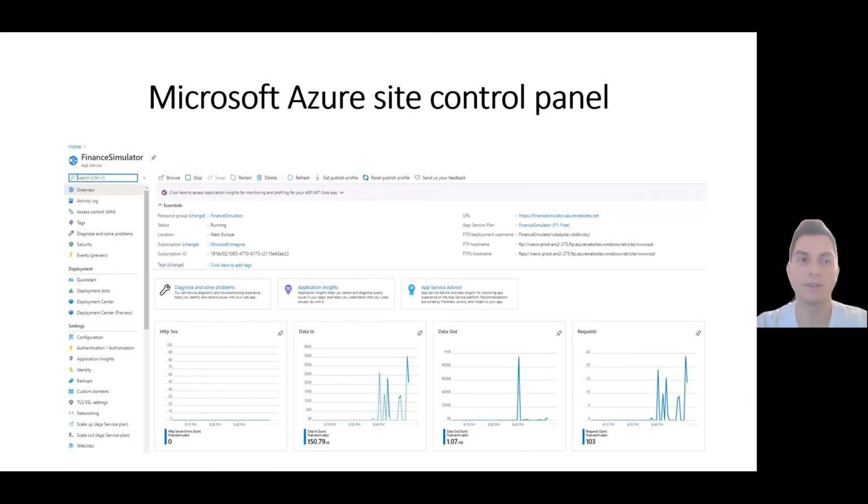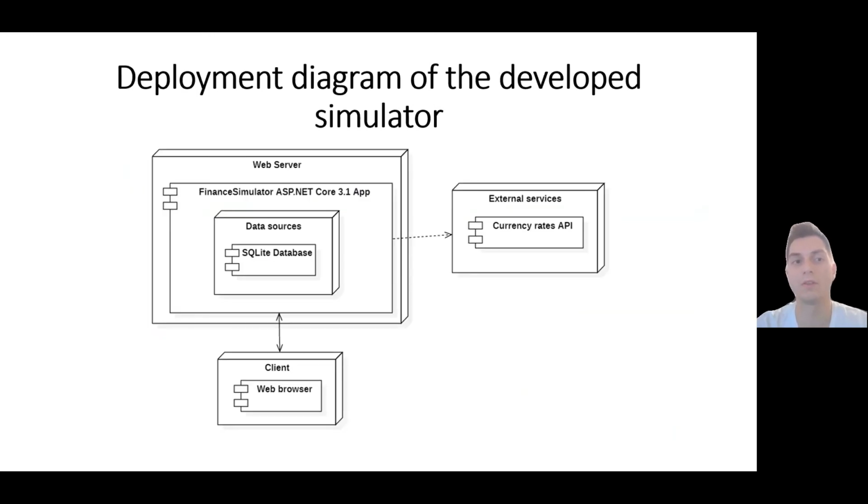The simulator application itself is hosted on Azure. A Microsoft Imagine subscription was used for that purpose to deploy the simulator application, because Microsoft Corporation offers students and graduate students free access to software design and development tools. So here is the control panel for the simulator application. And there is a deployment diagram: of course, the web client, which communicates through HTTP requests to the web server, which contains the web application itself. And the application also communicates with external services like a currency rates API to get actual currency rates.